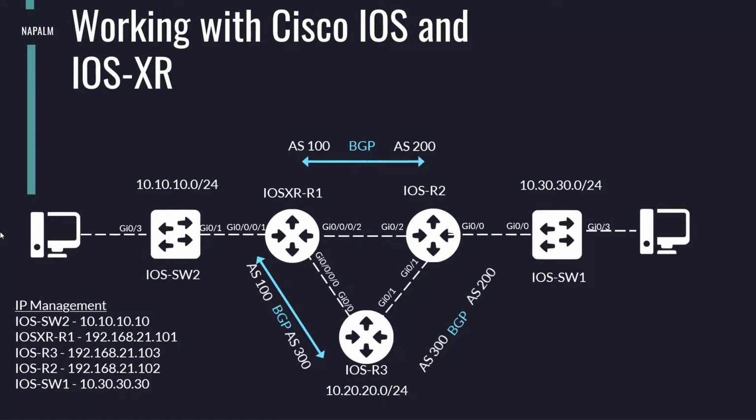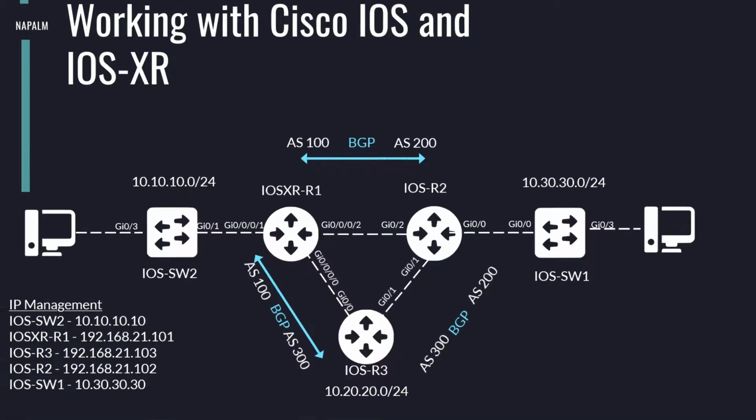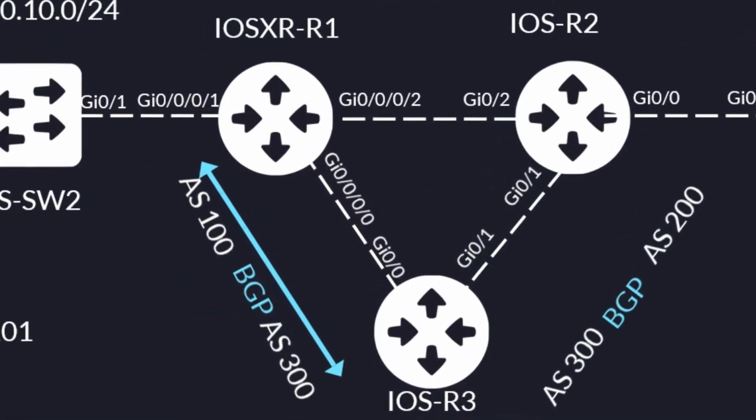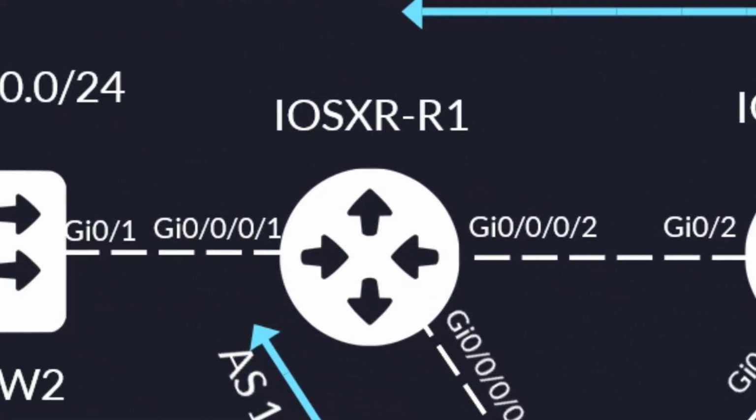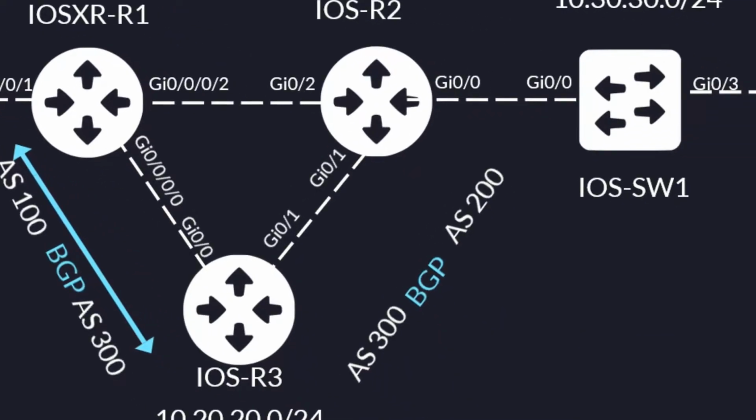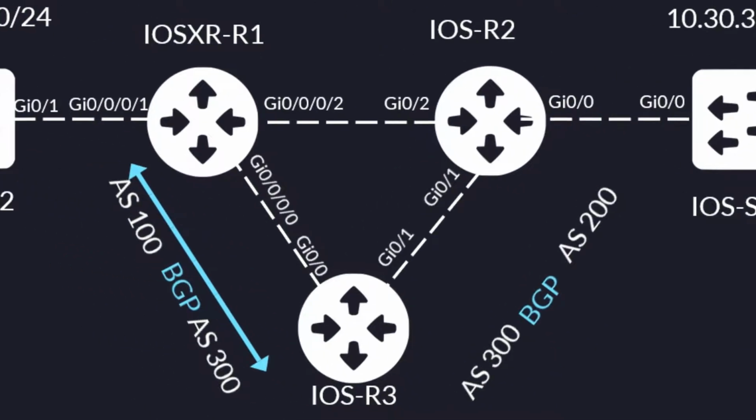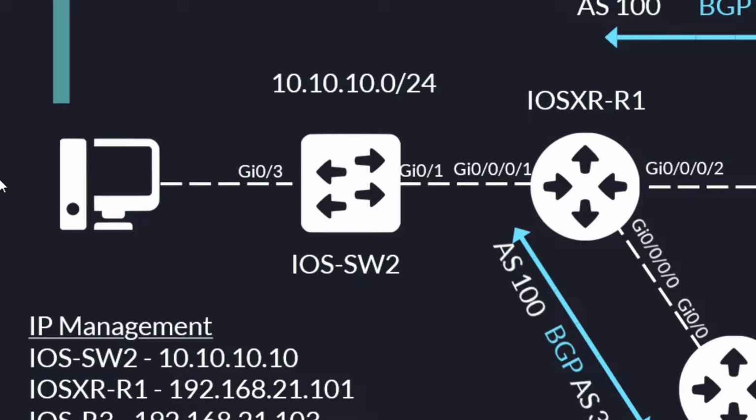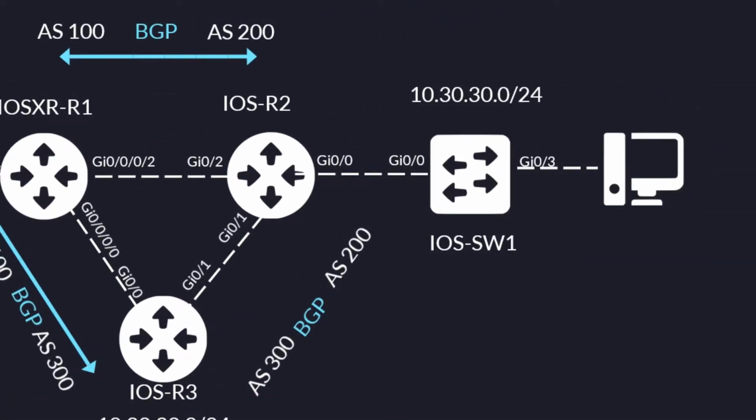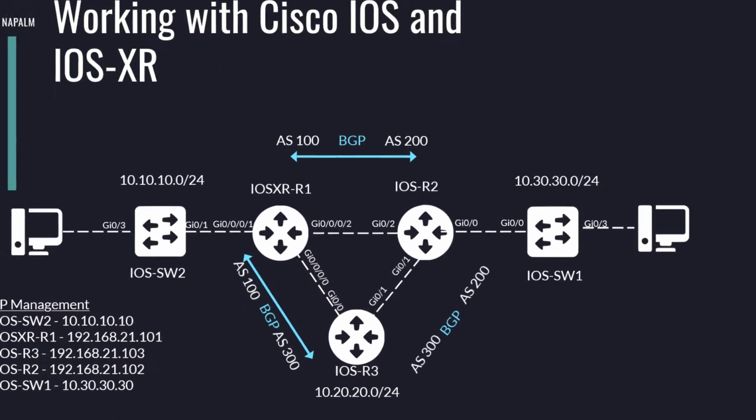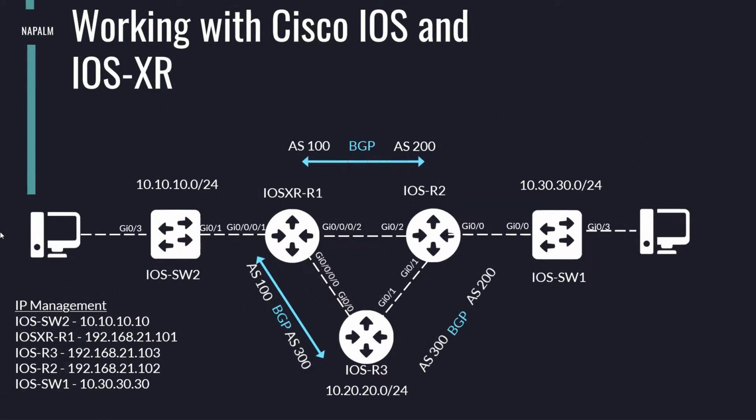Let's begin by presenting the network on which we are going to work. As you can see, the network consists of three routers and two Cisco switches, among which we have one with the IOS-XR operating system and two with the classic IOS. On the left, we have the local network 10.10.10.0 mask 24, which communicates with the network on the right, 10.10.10.30 mask 24. In the center, the routers share their routes using the BGP routing protocol.